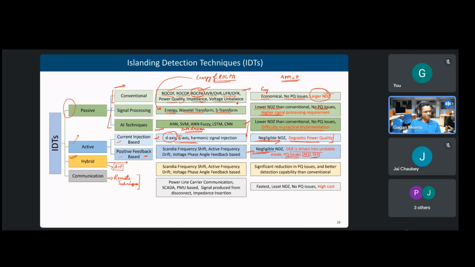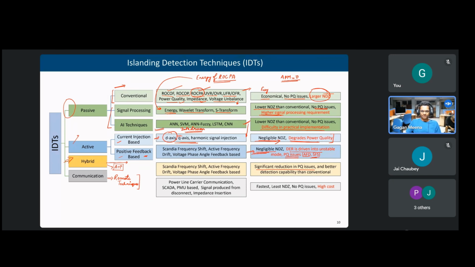And finally the communication one, this is the fastest method, and the NDZ is very negligible, or we can say in some technology there is no NDZ. There are no power quality issues also, but the problem here is high cost. The communication infrastructure requires a lot. It's expensive. So let us see the first technique. This is the passive technique. So here what we do is we just turn on the PCC.